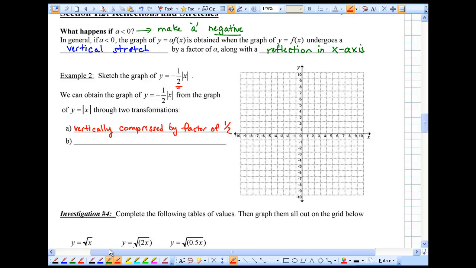And then we have this negative in front. So that just shows me that this is a reflection in the x-axis.